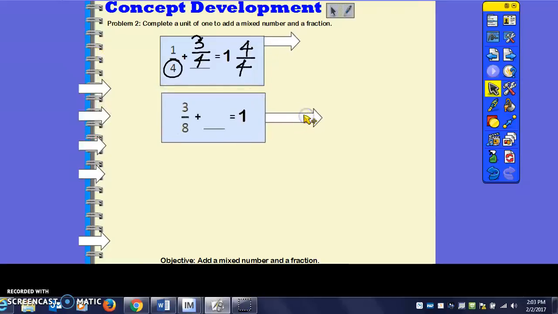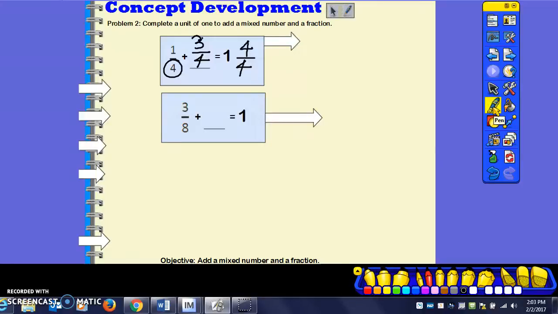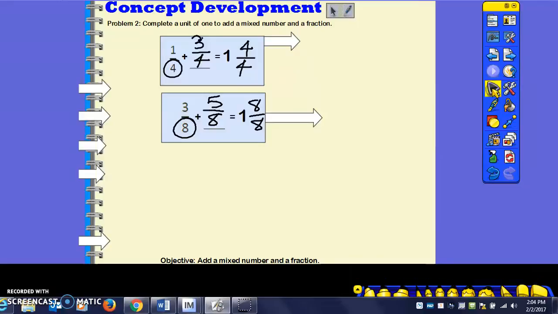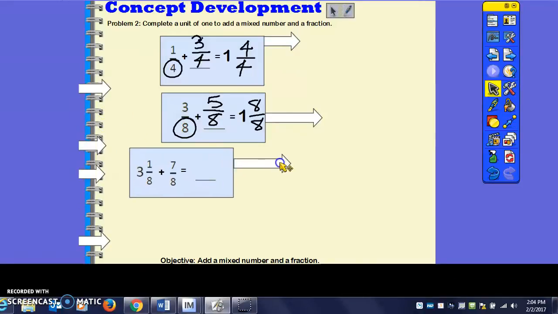The next one. 3/8 plus what equals 1? Try that one by yourself on your whiteboard. If my denominator is 8, I know I'm trying to get to 8/8. If I already have 3/8, what is missing? Good, that's 5/8. So 3/8 plus 5/8 equals 8/8, or 1 whole. Try another one.